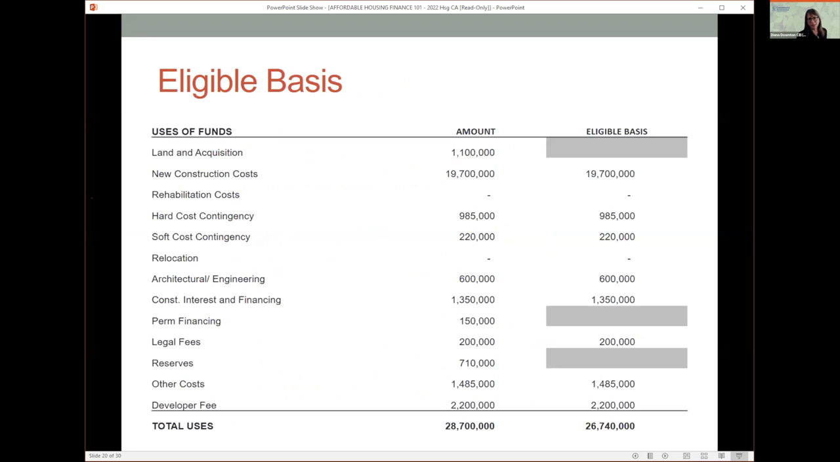So here's just a very simple budget showing what is and isn't in eligible basis. There's your costs, and then on the right, eligible basis, which doesn't include land, it doesn't include perm financing, and it doesn't include reserves, but it includes most other development costs. So here, your eligible basis is 26.7 million.